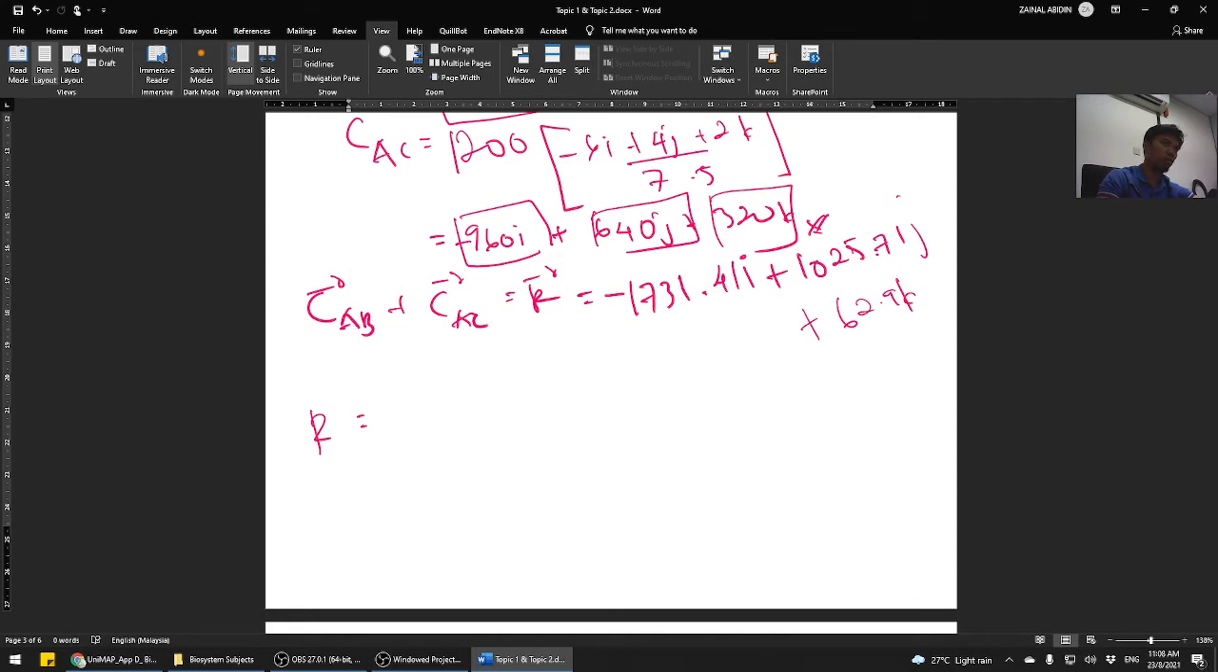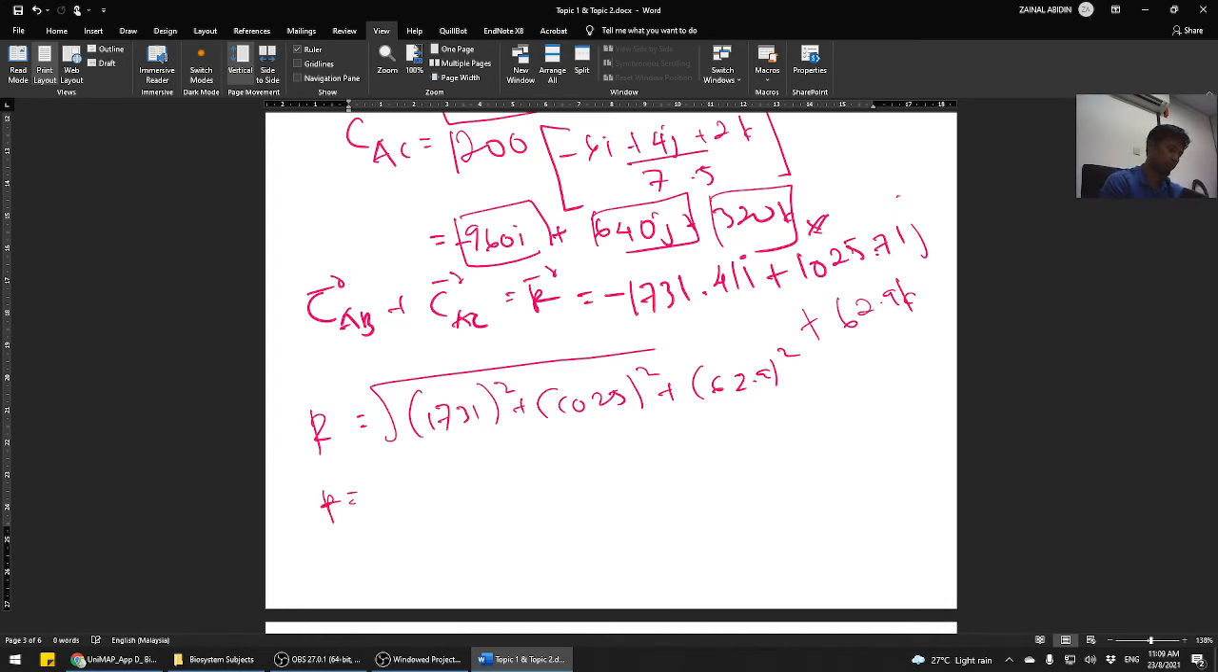your square root of everything. 1731 kuasa 2 tambah 1025 kuasa 2 plus 62.9 kuasa 2. So you got the resultant. What is the resultant? Let me press calculator for you. Plus 1025 kuasa 2 plus 62.9 kuasa 2 and square root of that answer, which is 2012. This is 2012 Newton. Okay, that's your resultant.